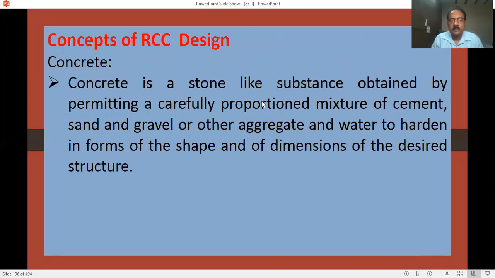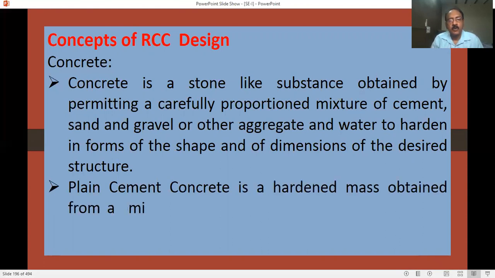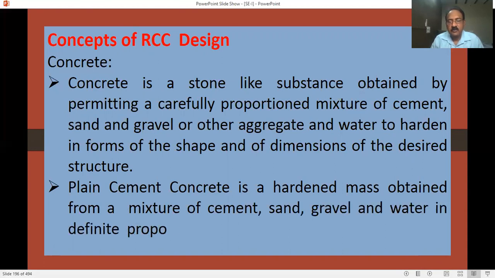First of all, we'll define concrete. What is concrete? It is a mixture of sand, aggregates, cement, and water. If you mix all of them together and pour into the form of the required shape and dimension, you will get the desired structure.